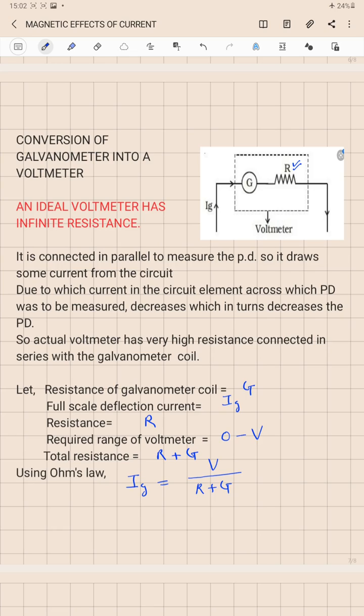So we can rearrange this equation to write the value of R, which will be equal to V over Ig minus G. Using this equation, we can find the value of the resistance which must be connected in series with the galvanometer coil, so that it can measure a potential difference from 0 to V volt without damaging the coil.